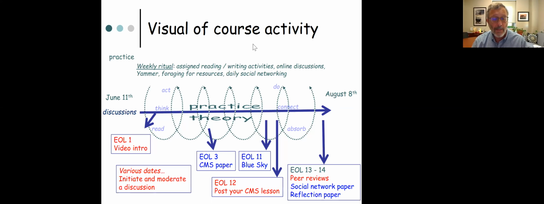There are 4 papers. There's a CMS paper that's due at the end of lesson 3. There's a Blue Sky paper that's due at the end of lesson 11. There is a social network and a reflection paper, 2 papers that are due at the end of the class on August 8th. All of these 4 papers are 2-page double space. So the idea is not to write a dissertation on this. It's to summarize the activities and the things we've read and talked about up to that point in your own experiences, and then put it into a 2-page paper.